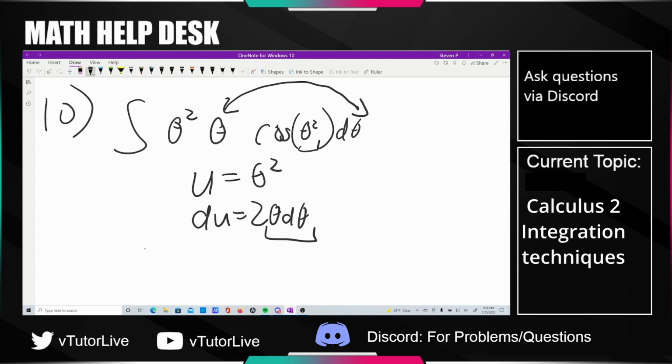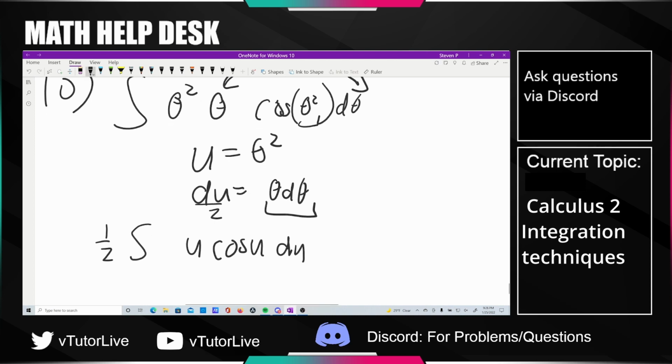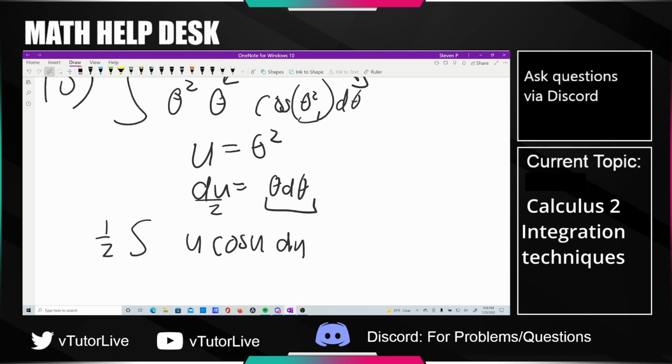So then what does this become? I think I have to move the 1/2 out in front because du over 2 is equal to theta d theta. But this turns into u cosine of u du. And from there, everything else should be pretty gravy, right? You are going to have to use one more trick as before, but hopefully it's pretty manageable at this point.